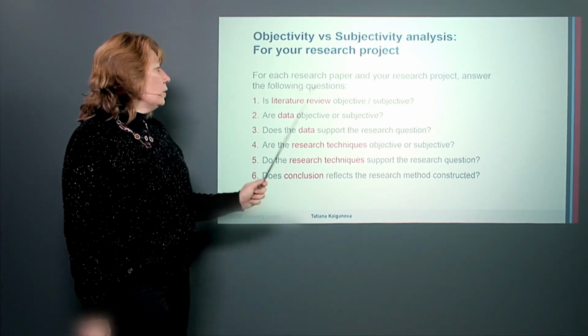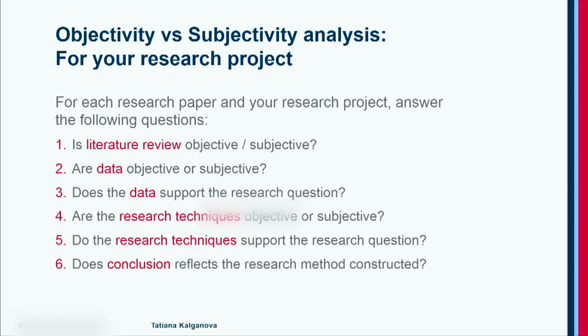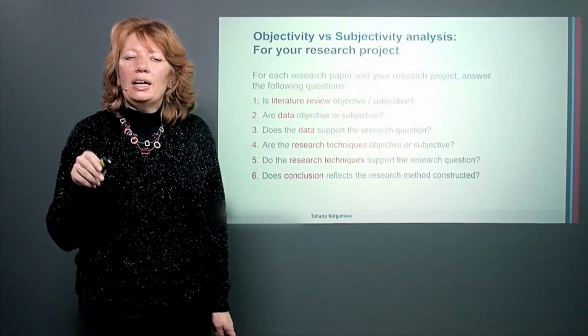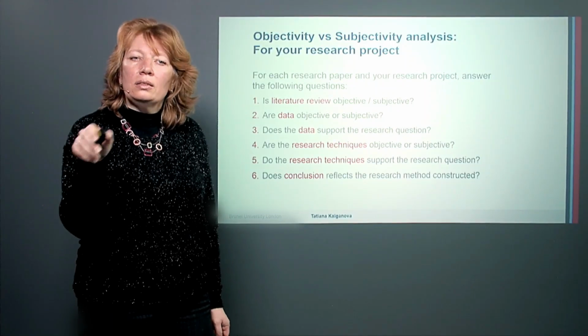For example, for the literature review, you need to make sure whether the literature review is objective or subjective. Remember, have a look at the distribution of the years and the distribution of the authors. Is your data objective or subjective? Does it cover the scope of your research question? Are your research techniques objective or subjective? Do you need to introduce other research techniques to remove a subjectivity element if it exists in your research paper? Do the research techniques support your research question? Does your conclusion reflect how the research methods are constructed? Does your conclusion answer the question set up?